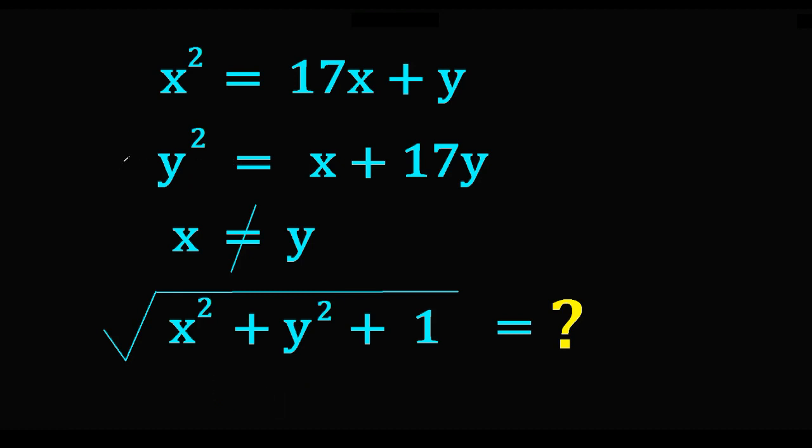Today we are going to solve this question. x squared is equal to 17x plus y, y squared is equal to x plus 17y, and x not equal to y. We need to find the value of the square root of x squared plus y squared plus 1. Most of the students will try to find the x value and y value, and then plug them here. But for this question, we have to think out of the box. We will try to manipulate the given equations so that we get the answer easily and quickly. I'll show you how to do that.